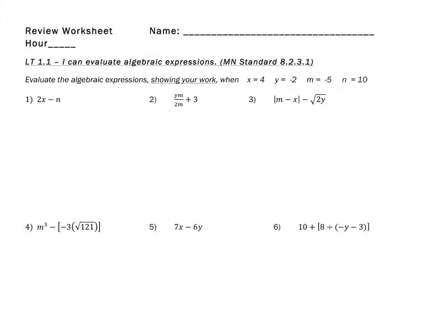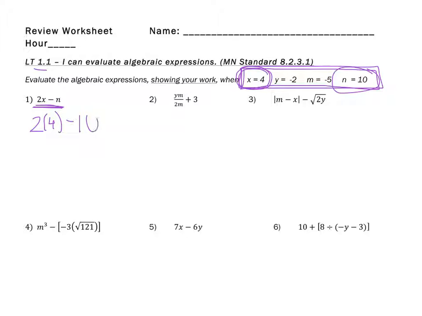This is a review of Learning Target 1.1, I Can Evaluate Algebraic Expressions. In order to evaluate algebraic expressions, we must substitute in our given values. So here we have our given values, and we're given an algebraic expression right here, 2x minus n. Wherever I see a letter, I'm going to substitute it in with the corresponding number. So x is 4, so I'm going to plug that in. 2 times 4 minus n. N is 10, so I'm going to go minus 10.